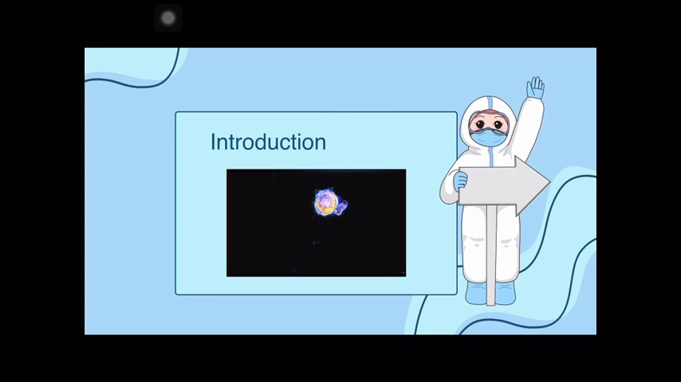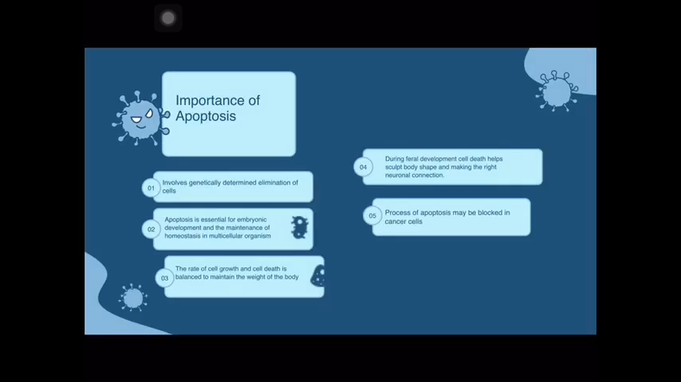Apoptosis is an integral part of cellular activities. Apoptosis is a very essential process. So let's discuss some points about the importance of apoptosis. It is recognized and accepted as a distinctive and important mode of programmed cell death, which involves the genetically determined elimination of cells. Apoptosis is essential for embryonic development and maintenance of homeostasis in multicellular organisms.